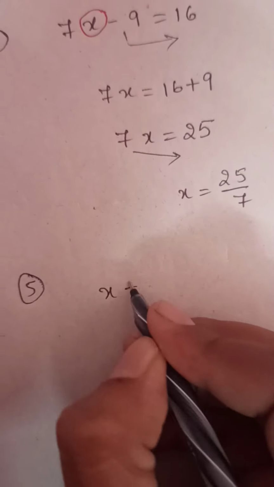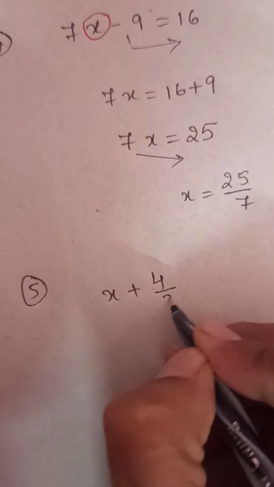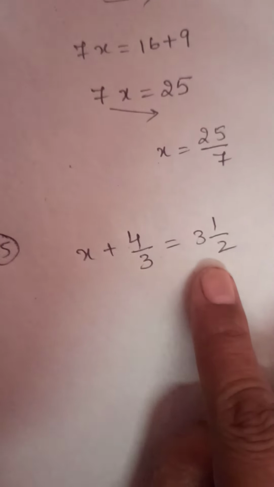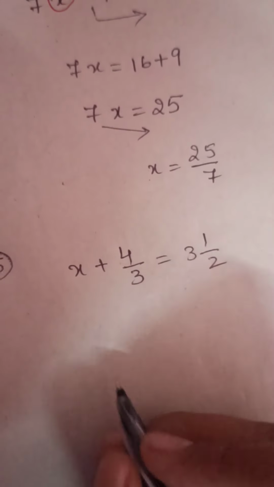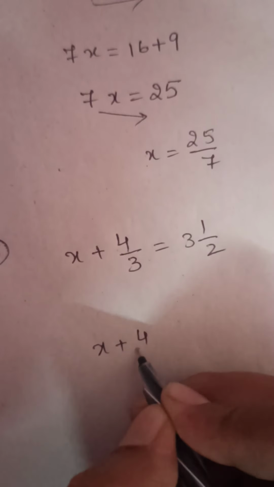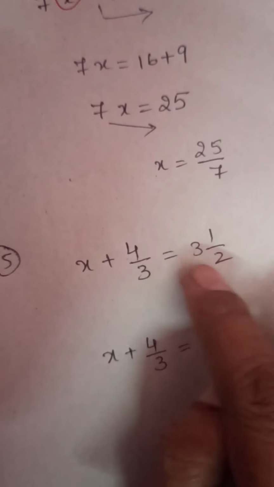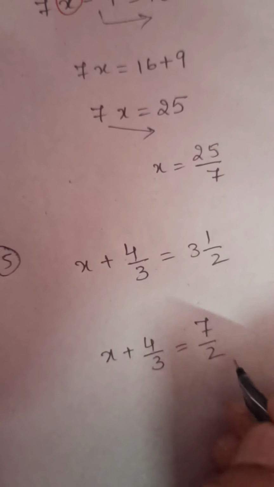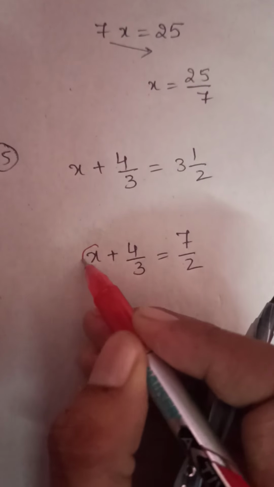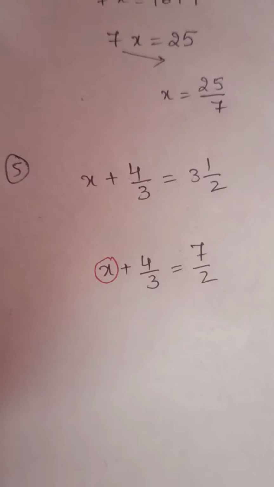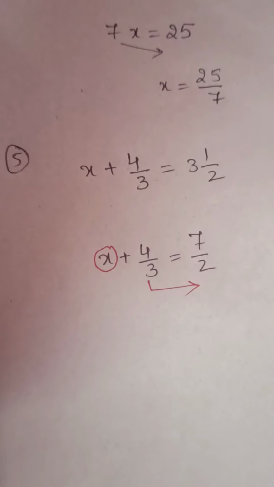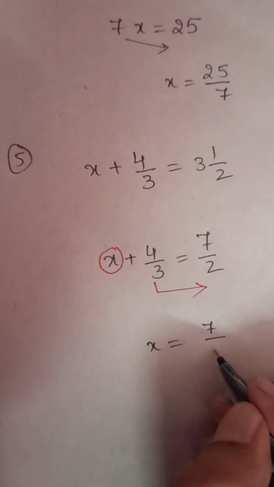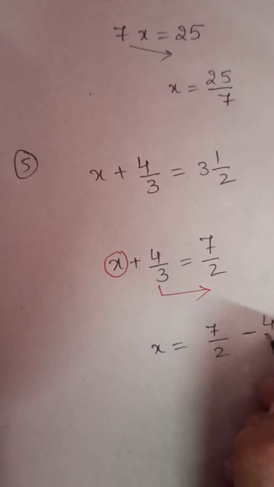Okay, different methods, different types of questions I am taking to solve here. It is in mixed fraction. First, convert the mixed fraction to a proper fraction. That is x plus 4 by 3 is equals, here see, 3 twos are 6, cross multiply, 2 threes are 6, 6 plus 1 is 7, 7 by 2. So what is the variable here? x is the variable, x value we have to find. So this plus 4 by 3 transposed to the right side becomes minus 4 by 3. That is x is equals 7 by 2 minus 4 by 3.